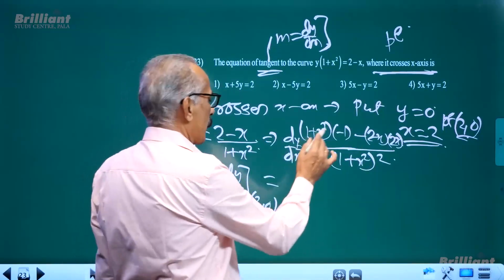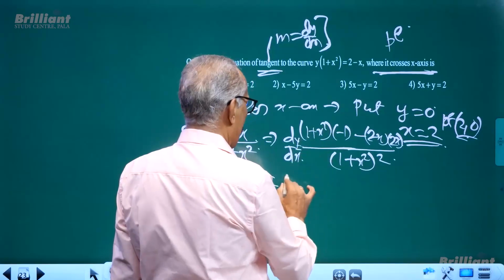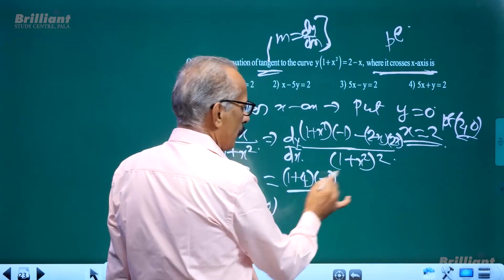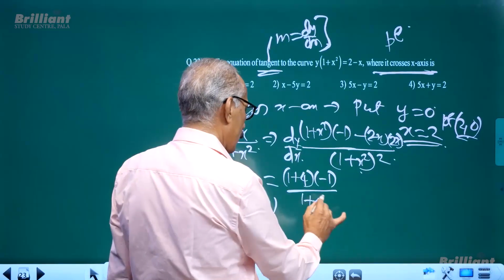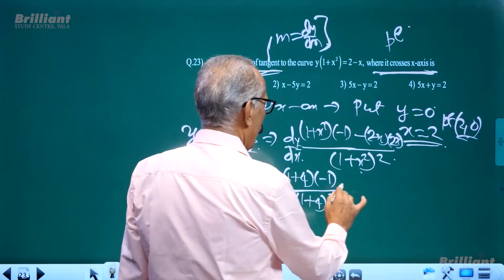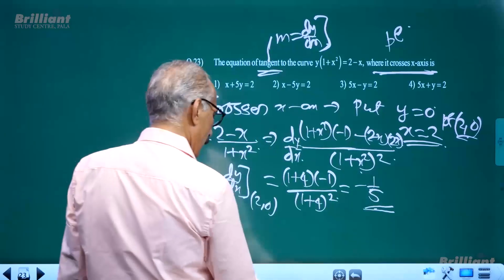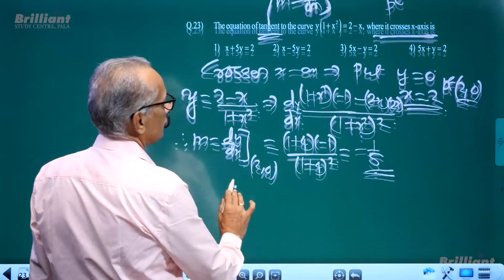Alright, this is (1 plus x) the whole square, so what is it there? 1 plus 4, into what there then? Minus 1 divided by 1 plus 4 the whole square. Okay, 1 is cancelled, minus 1 by 5. What else do you need? You can easily find the equation of the tangent.